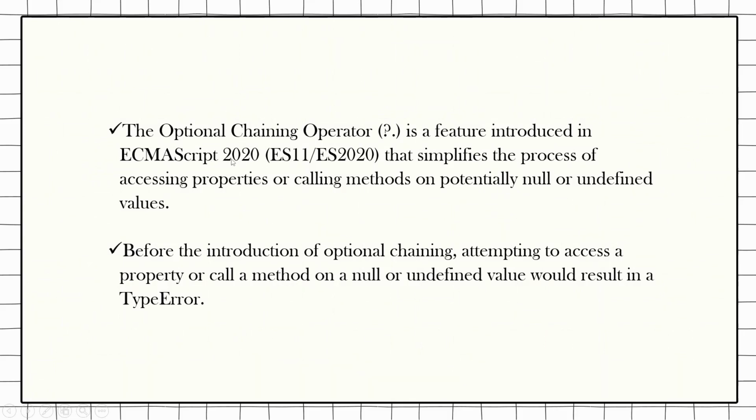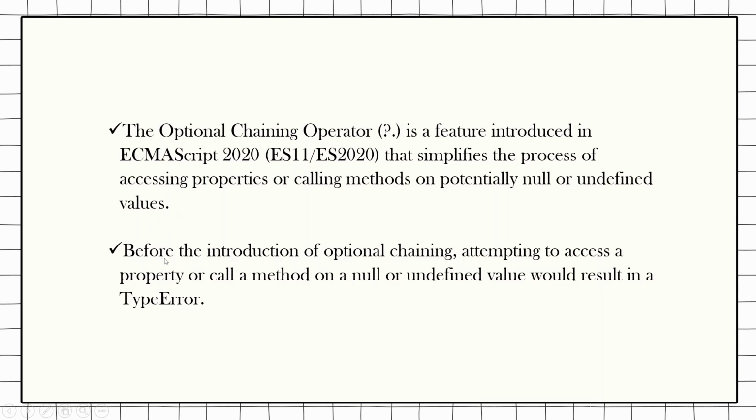This is also a part of ECMAScript 2020, and in the last lecture, we understood the nullish coalescing operator, and that was also introduced in ECMAScript 2020, that is ES11. And why is it used? It is used to simplify the process of accessing properties or calling methods on potentially null or undefined values.